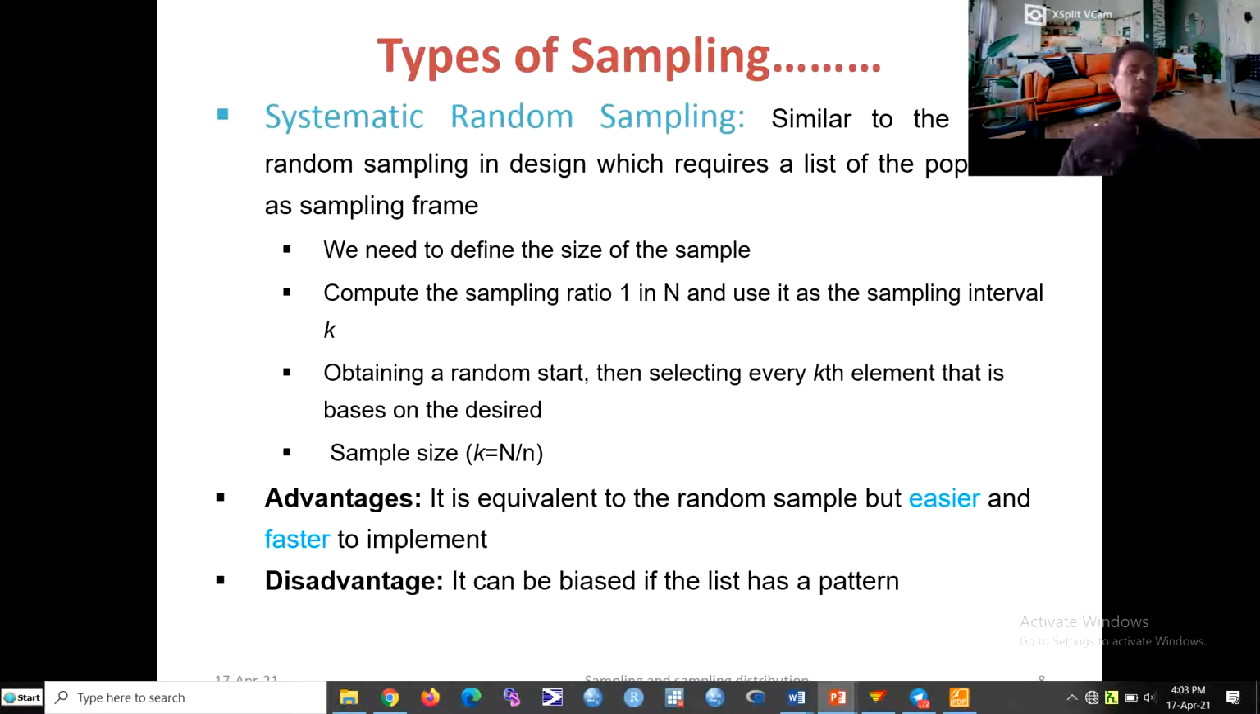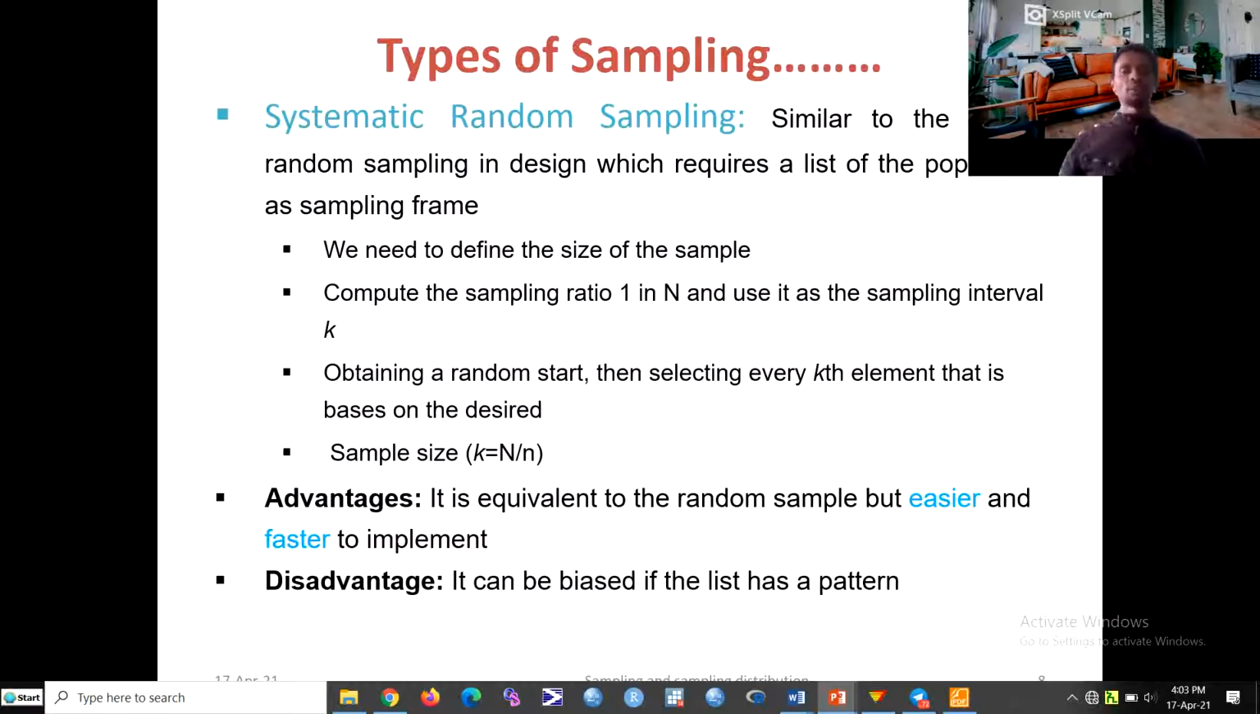The second type of probability sampling technique is systematic random sampling. This is similar to simple random sampling in design, because it requires a list of the whole population as a sampling frame. Similarly, as in simple random sampling, we need to define the size of the sample.